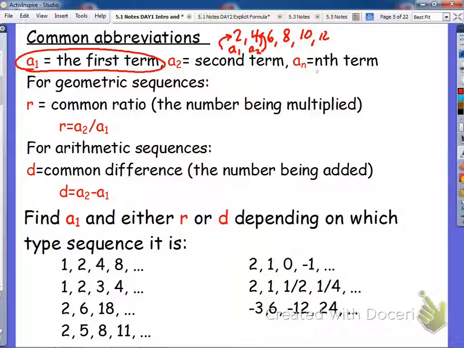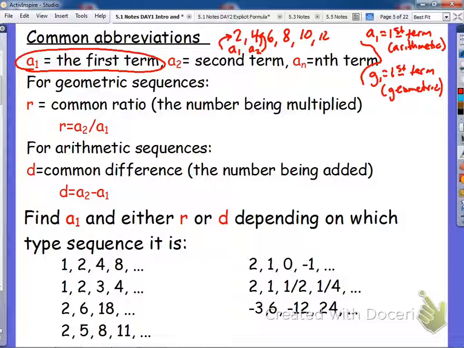All right. So now we're going to talk about, by the way, this A subscript 1 is the first term for arithmetic sequences. But I typically use G subscript 1 to mean the first term of, not the arithmetic, but the, what other type of sequence? Geometric, yes. Okay, so that's my little note here.